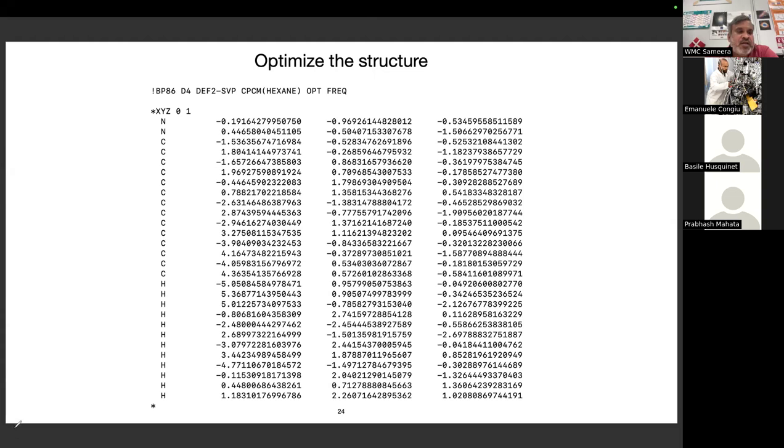Our objective here is to compute the ground state. I will label this as S0, which is the singlet ground state, and then we do excitations. We compute excitations.